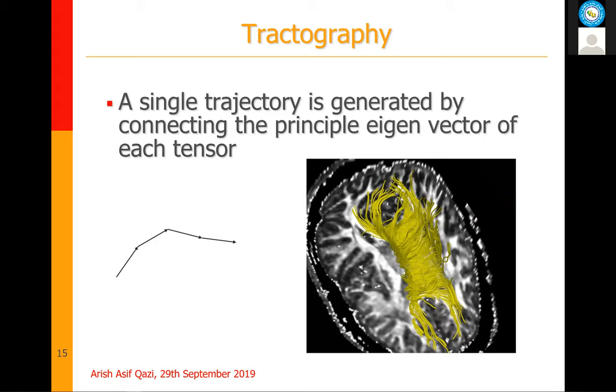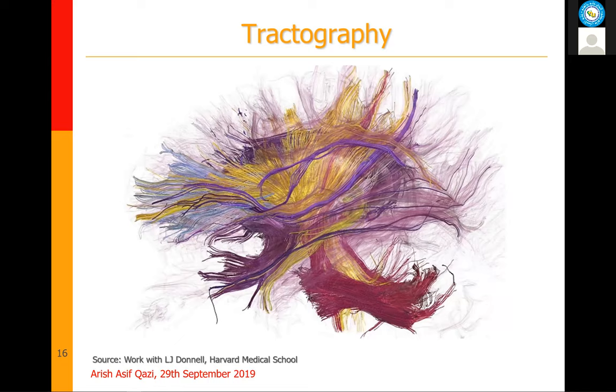So here's an example of tractography being done in the brain. Over here, you can see the white matter fiber pathways of the corpus callosum. This is the largest white matter fiber bundle in the brain. This example was work with LJ O'Donnell at Harvard Medical School. And you can see the full brain; this is a result of full brain tractography.